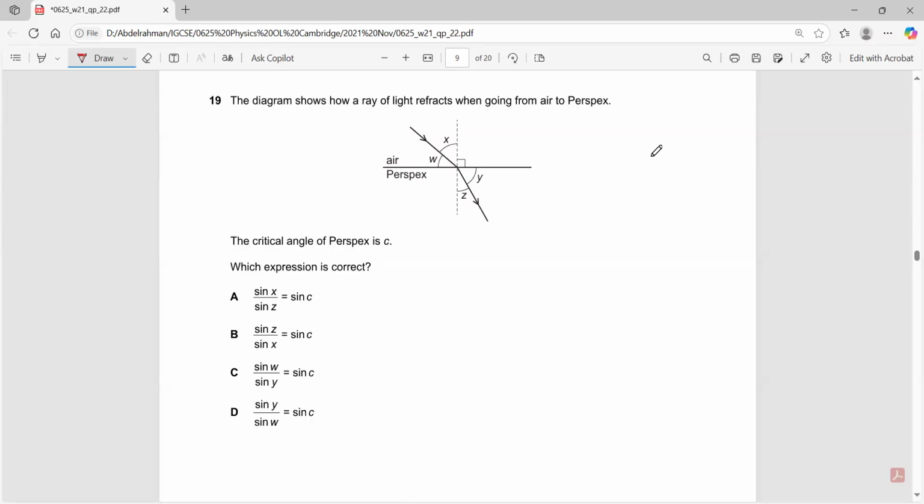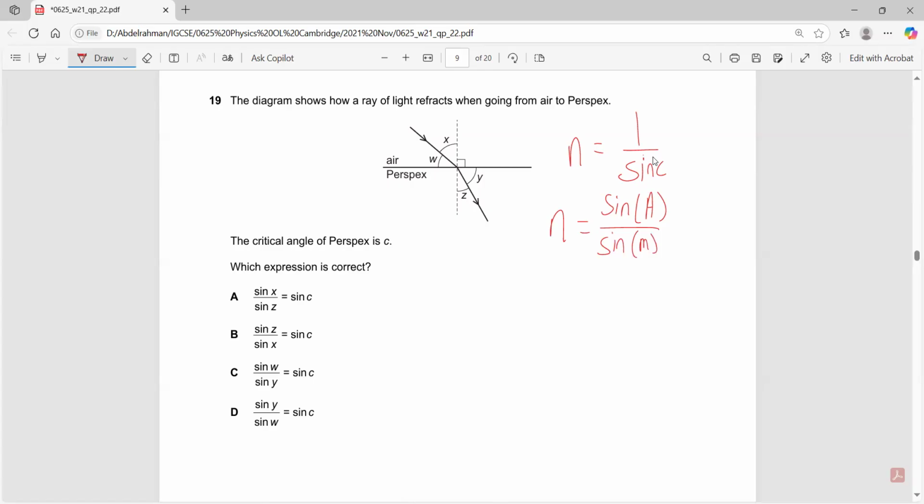We know there is an equation for C. How can I find C? Using what? Using the refractive index. We know that n equals 1 over sine C, right? And we know that n would be equal to sine air over sine medium, right? Sine theta air over sine theta medium.